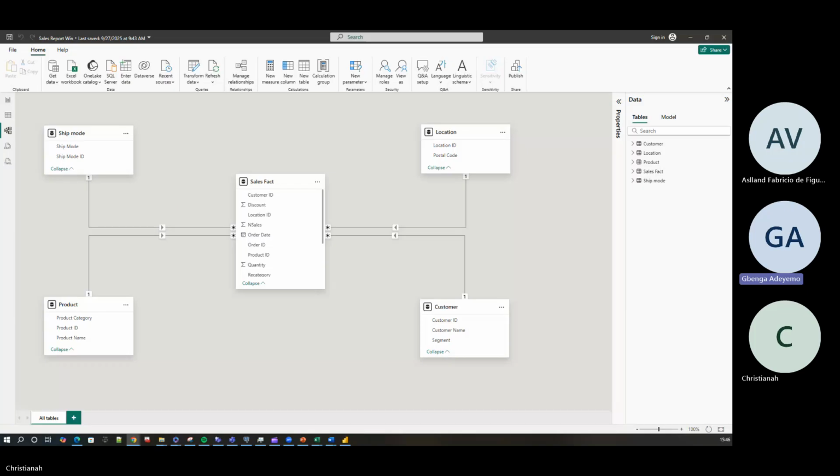Aslan and Christiana, give me examples of dimension tables that are common to both sales and inventory. Product. Product is a good one. Yes.